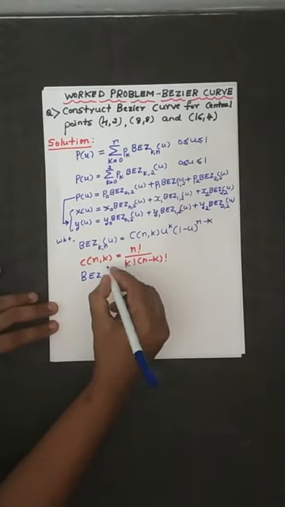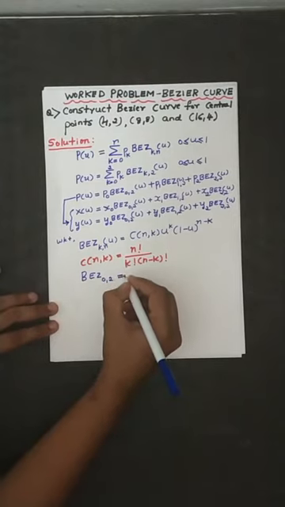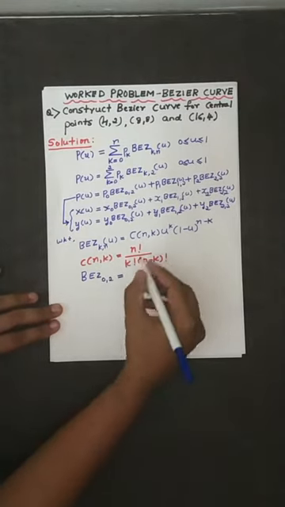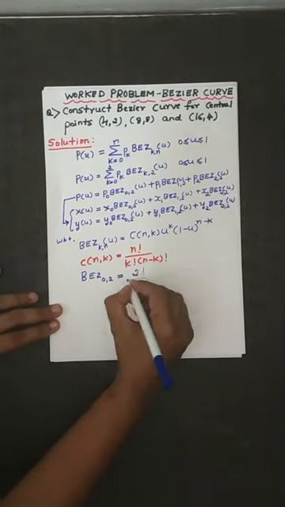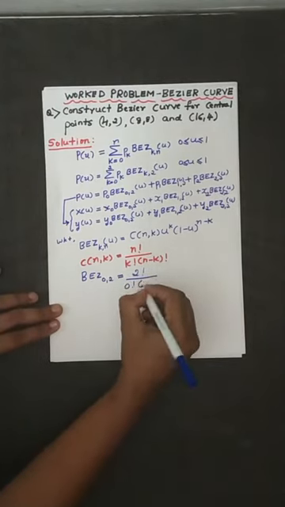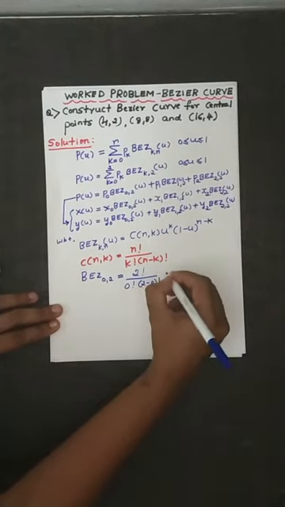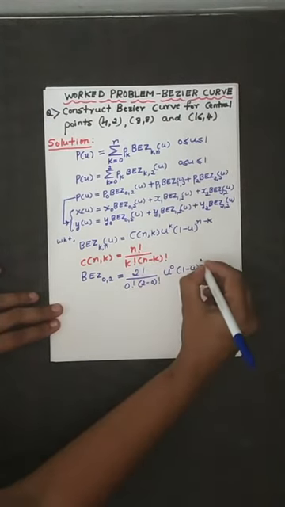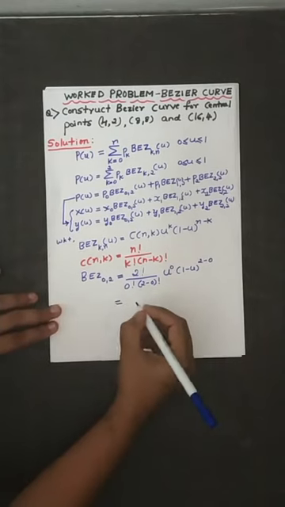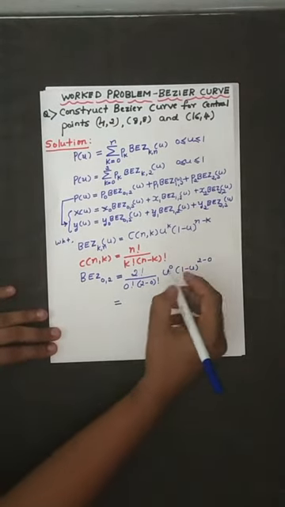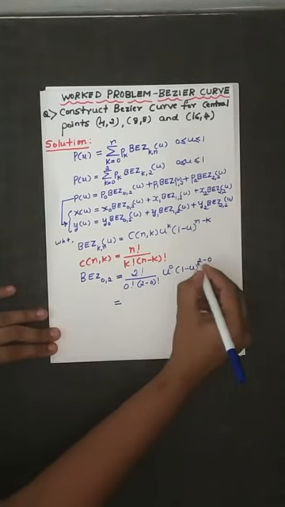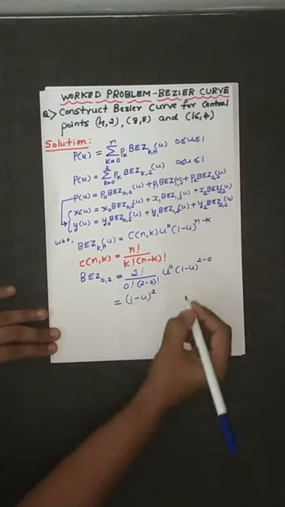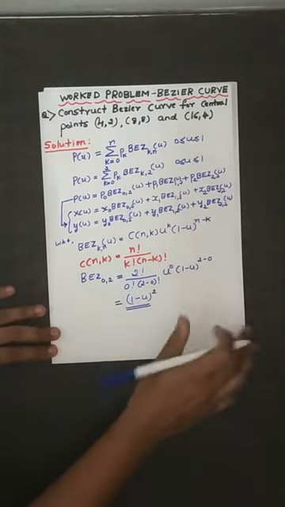So the first one: k is 0, n is 2. Substitute. So 2 factorial divided by 0 factorial times 2 minus 0 factorial, u to the power 0, 1 minus u to the power n minus k, n is 2, so 2 minus 0. So this will become, 2 factorial will cancel, and u to the power 0 is 1, and 2 minus 0, so you will get 1 minus u whole square.